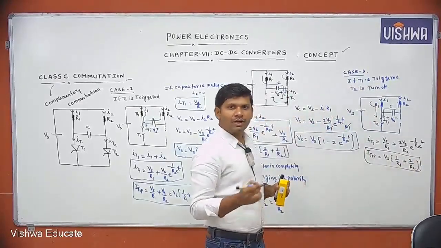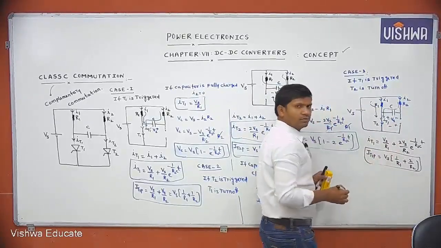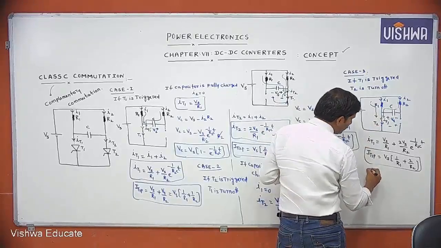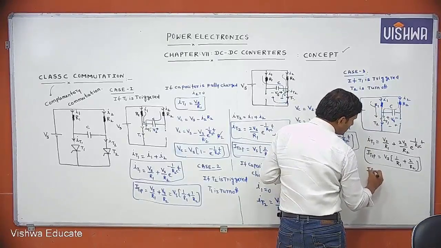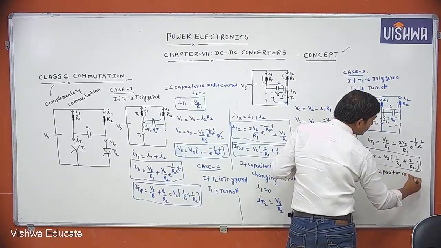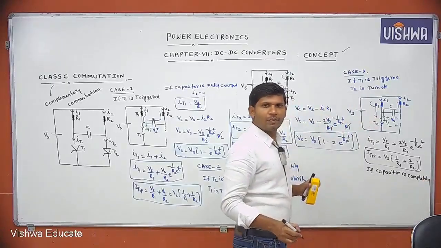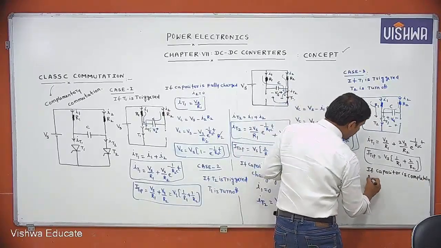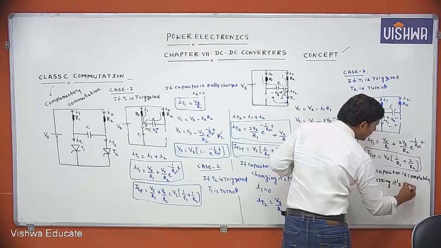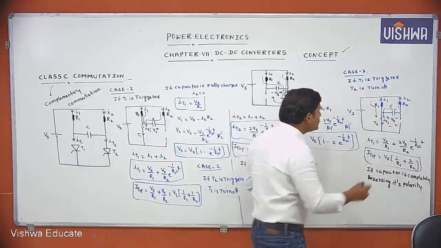After completing this case, this becomes positive, this becomes negative. Slowly the capacitor is changing its polarity. If the capacitor is completely reversing its polarity, then what is the voltage, you tell me?